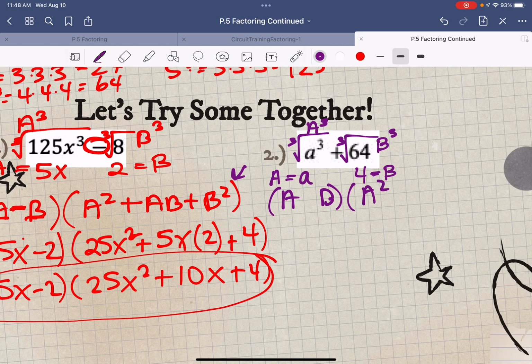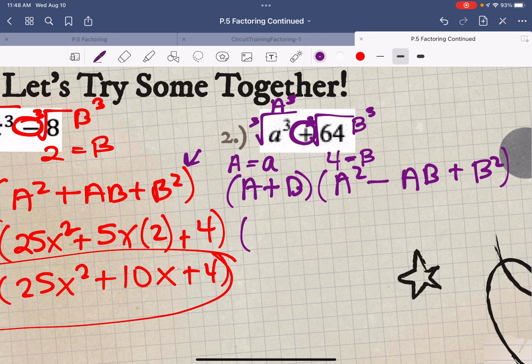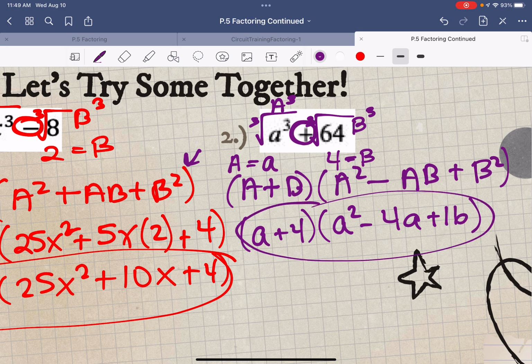And then it's a squared, ab, b squared. So for the signs, I use the same, opposite, always positive. So we have a plus sign here. Same, opposite, always positive. All right, let's go ahead and fill that in. So a plus 4. So I have a squared. If a equals a, then a squared is a squared, minus a times b. In this case, a times 4 is 4a. And then b squared, b is 4, so 4 squared is 16. And there is my answer.